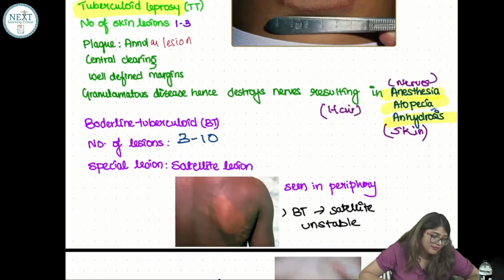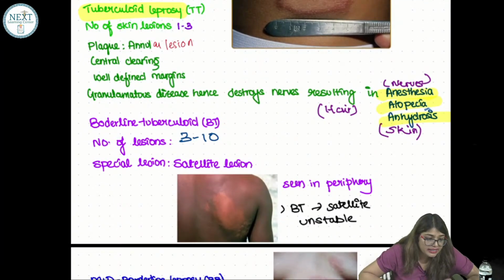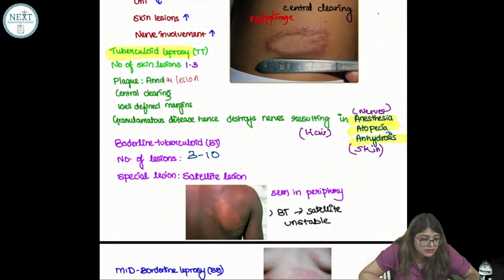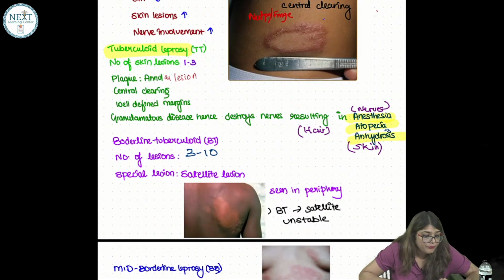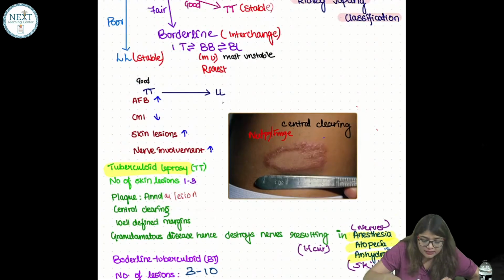Then Ghazi, आप दिख जाते हो ना? Now look at this. Yes, TT, you have annular lesions. Yes, very good Alia. Inverted saucer shape is also there. But उसका image ज़्यादा नहीं आता. What is the scene in BT?